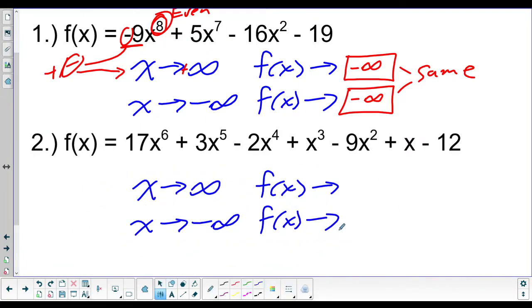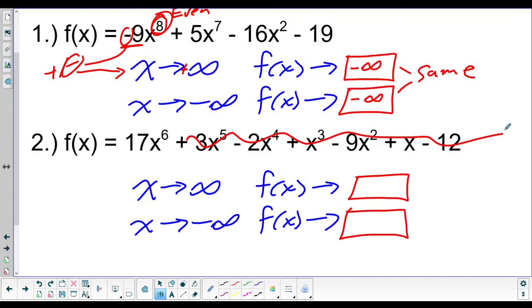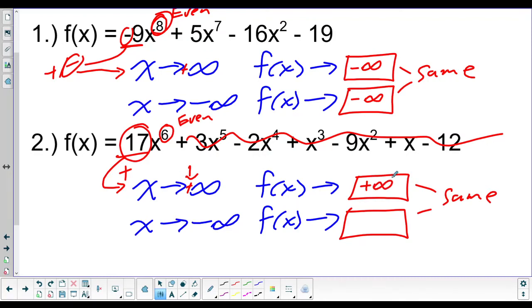All right, so we have our two boxes. This stuff is not important. Don't look at it. First, we look at our exponent. 6 is even. That means these are the same. We don't know what's in them yet. Now we look at our leading coefficient. It'll tell us the right hand of the graph, the positive side of the x. Because the leading coefficient is a positive number, that tells us we're going to go to positive infinity. They're the same, so this one is also positive infinity.